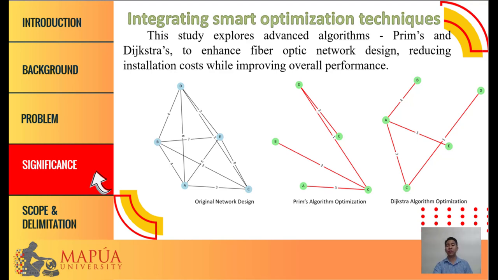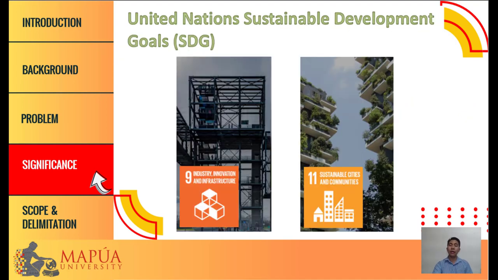During my research, I discovered two advanced algorithms, Prim's and Dijkstra's, that have yet to be applied to enhance fiber optic network design. This prompted me to explore these algorithms to achieve my goal of optimizing fiber optic network designs. Moreover, this study aligns with the United Nations Sustainable Development Goals, particularly SDG 9, Industry, Innovation and Infrastructure, and SDG 11, Sustainable Cities and Communities. Enhanced fiber network deployment supports digital inclusion, economic growth, and the sustainable expansion of urban and rural infrastructure.